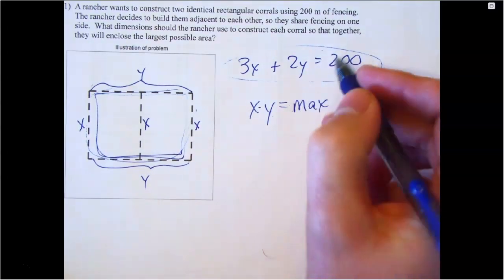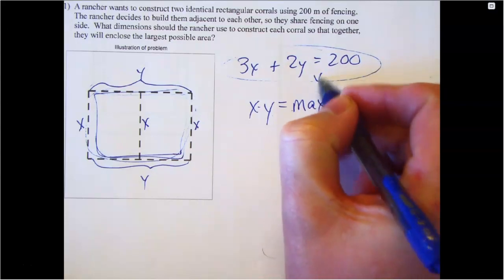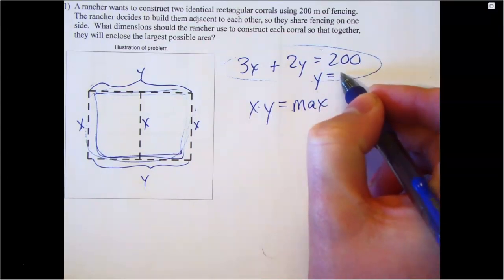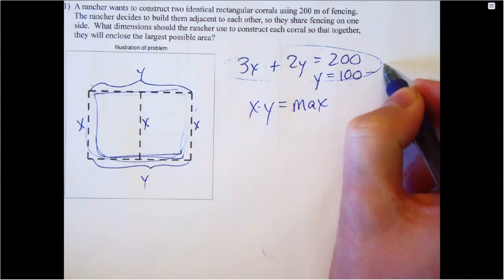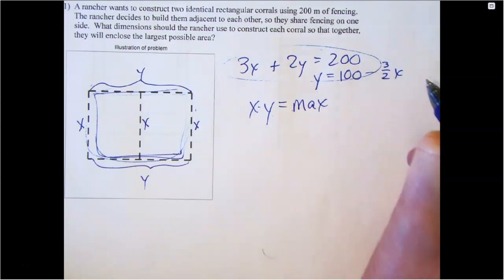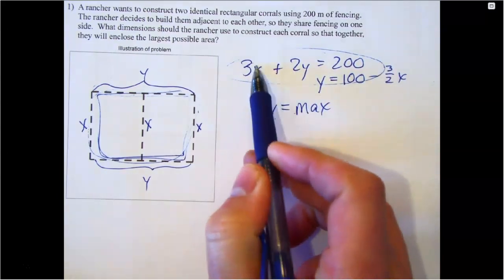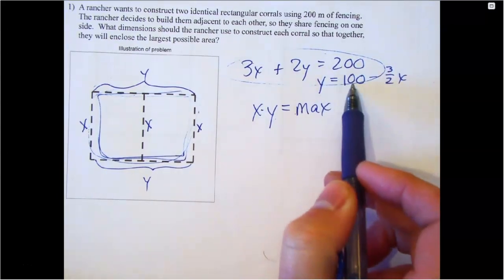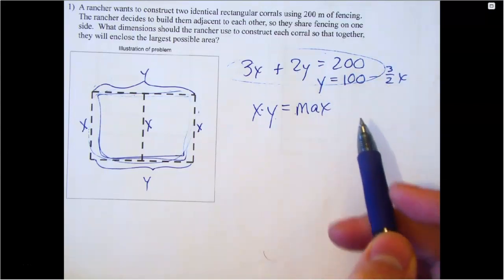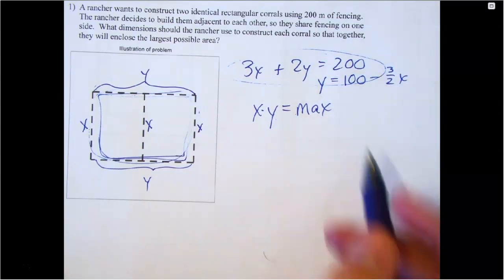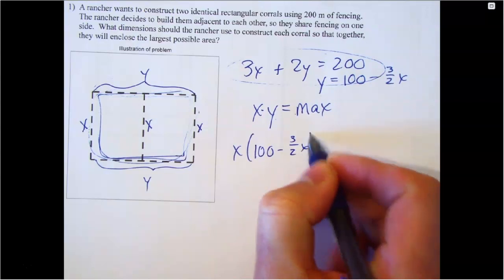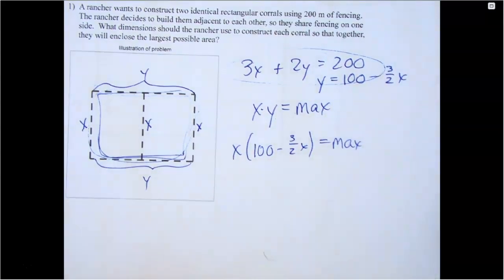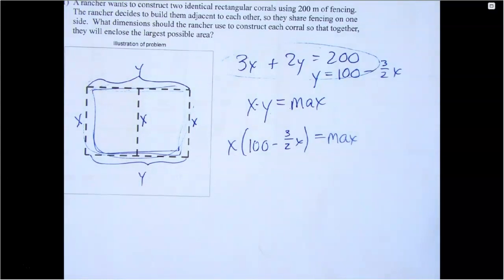It doesn't really matter which one. Let's say I solve this for y. So it would be y equals 100 minus 3 halves x, right? If I subtract the 3x from both sides, and then divide both sides by 2, you get y equals 100 minus 3 halves x. You with me there? So now plug this in, and I'll get x times 100 minus 3 halves x equals max. And that's the equation I'm trying to maximize. I want to know what's the x value that makes that equation the biggest.